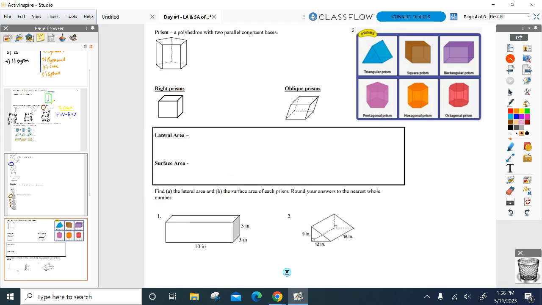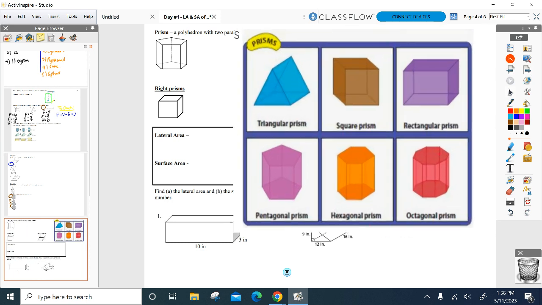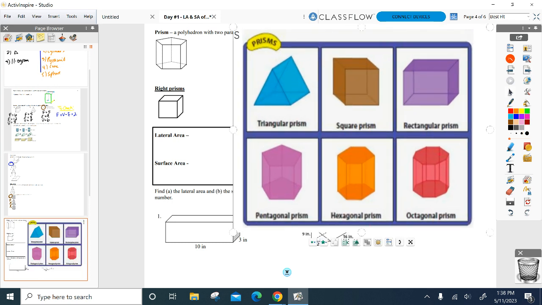How do I name a prism? Here you go. Here's a bunch of prisms up here. Triangular, square, cube, rectangular, octagonal, hexagonal, pentagonal prisms. What do you think? How do I name a prism? I look where?